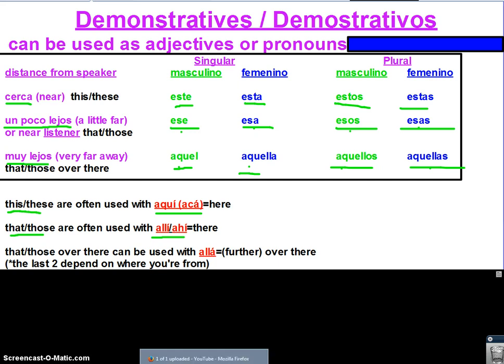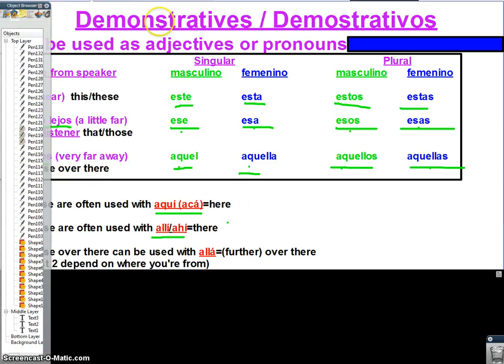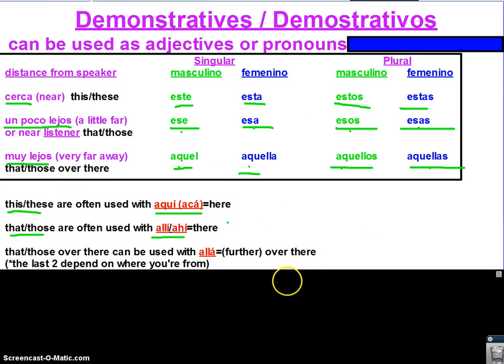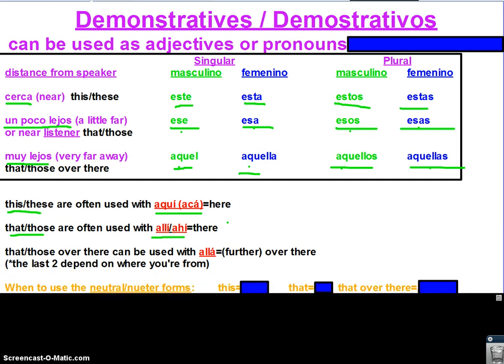If all of this information doesn't quite make sense, don't worry. You guys know that we'll practice it in class, we'll talk about it in class, and try to make sure that you understand everything. Alright, another thing that we need to talk about are the neuter forms or the neutral forms.